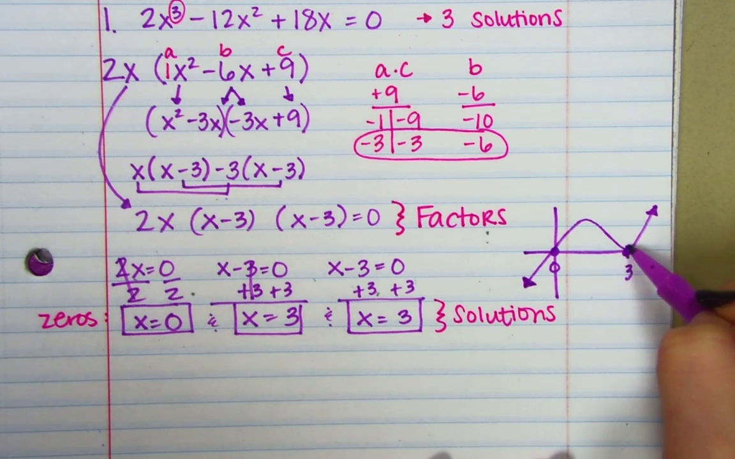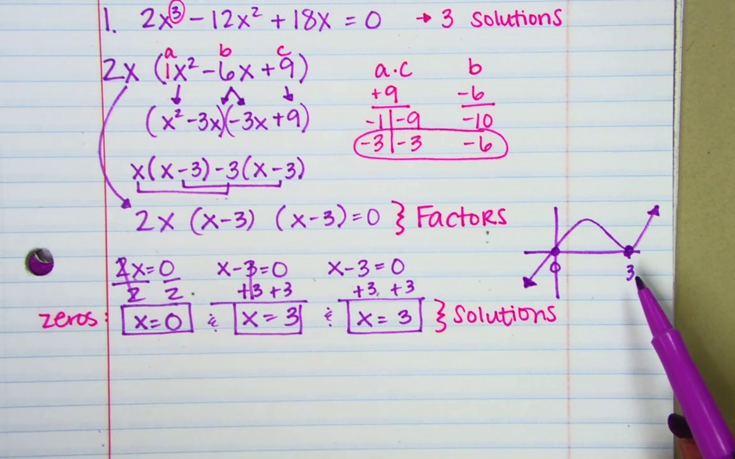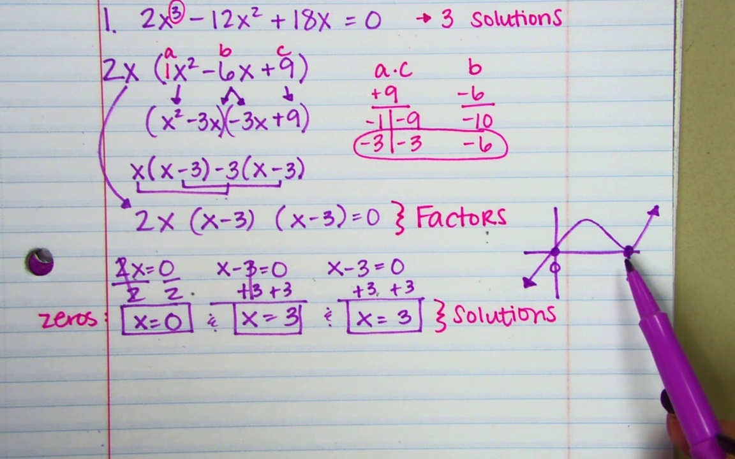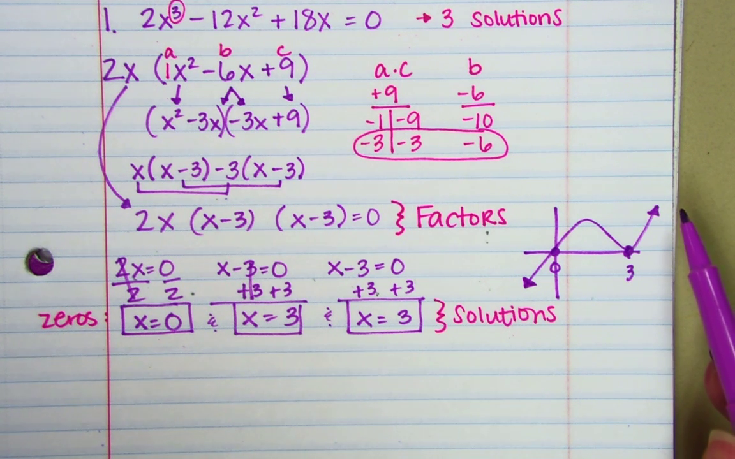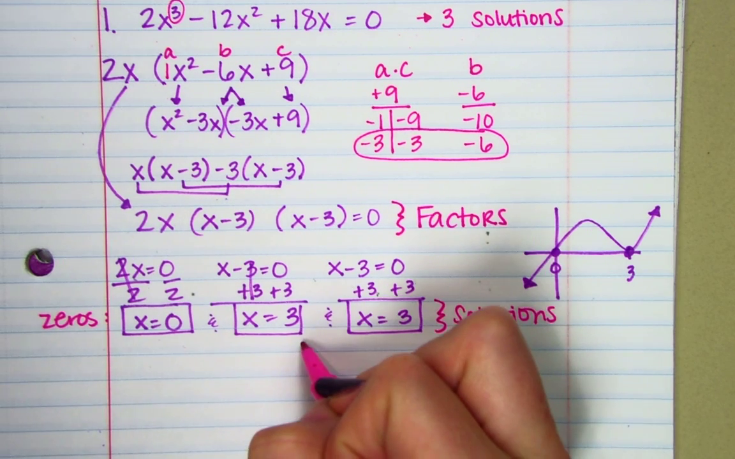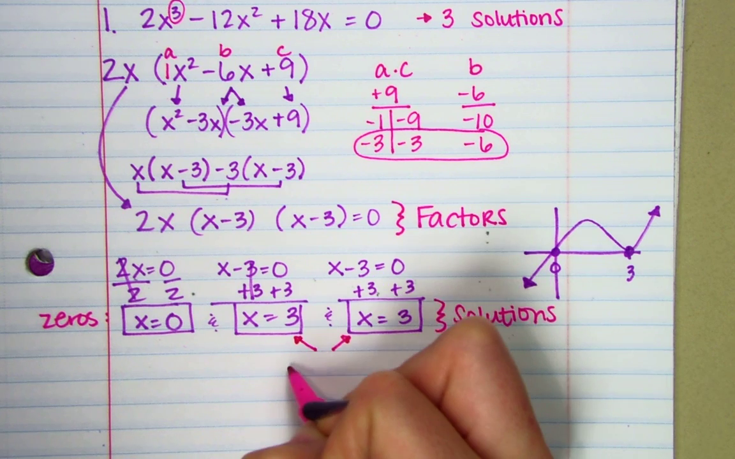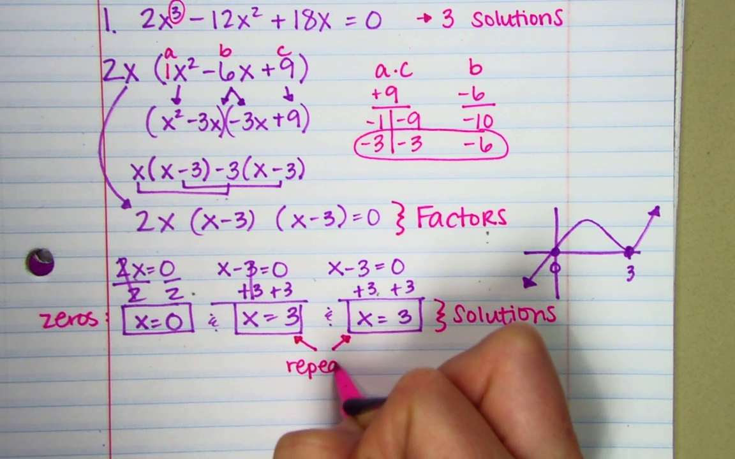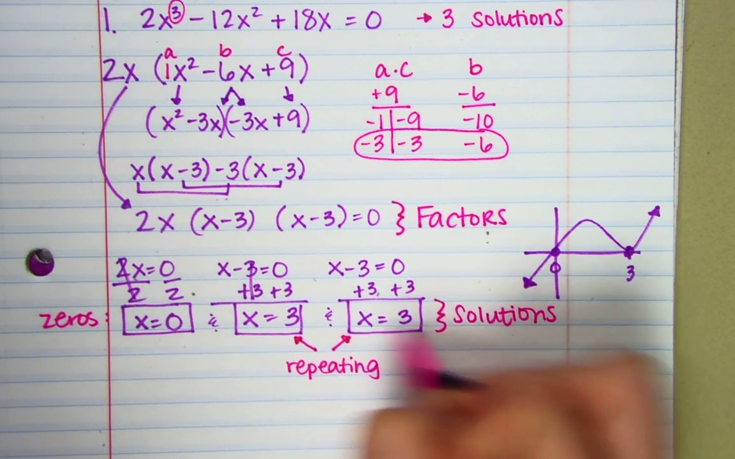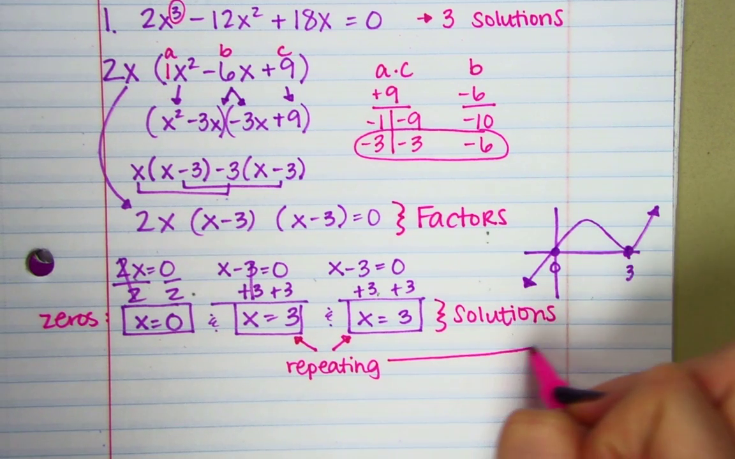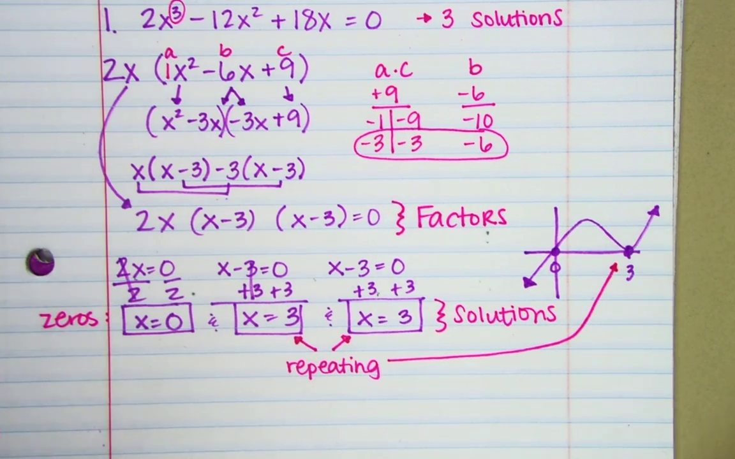And when it is a double or repeating solution, it doesn't go all the way through. It touches and immediately changes directions right there. So that's a special one. I'm going to write a little note here. This is repeating. That's why it's the same. It repeated itself. And the way that that looks on a graph is when it just dips down and just touches the graph and doesn't go all the way through.